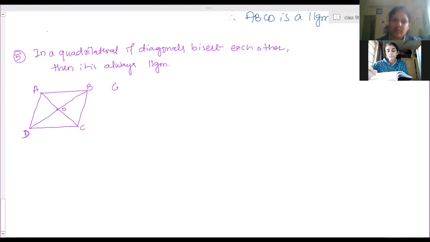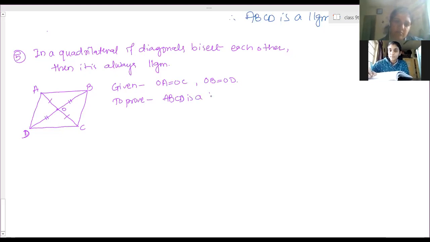Now it is given that diagonals are bisecting. That means AO and OC are equal, OD and OB are equal. OA is equal to OC, OB is equal to OD. To prove: ABCD is a parallelogram. Parallelogram means we have to prove both pairs of opposite sides are parallel. No construction.